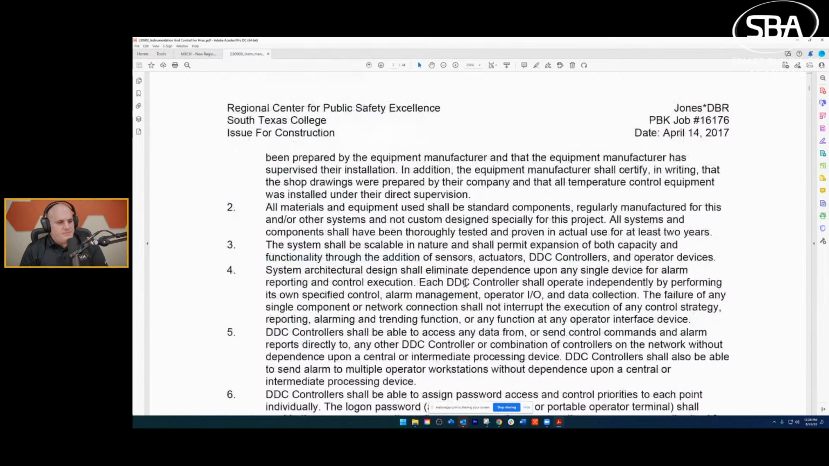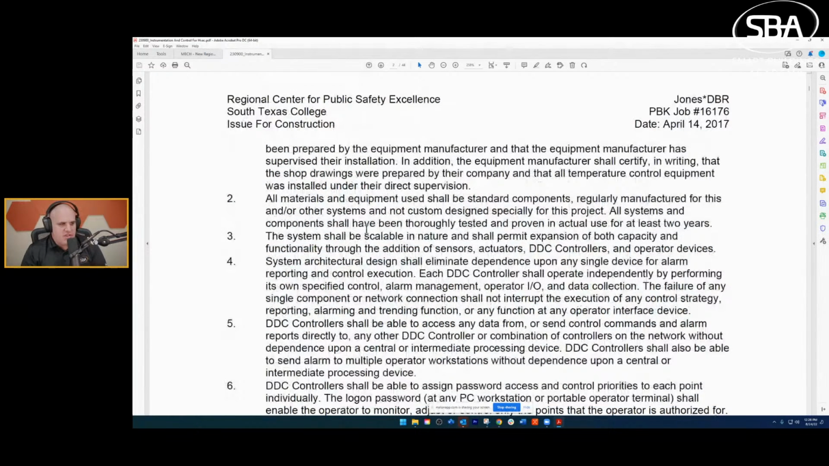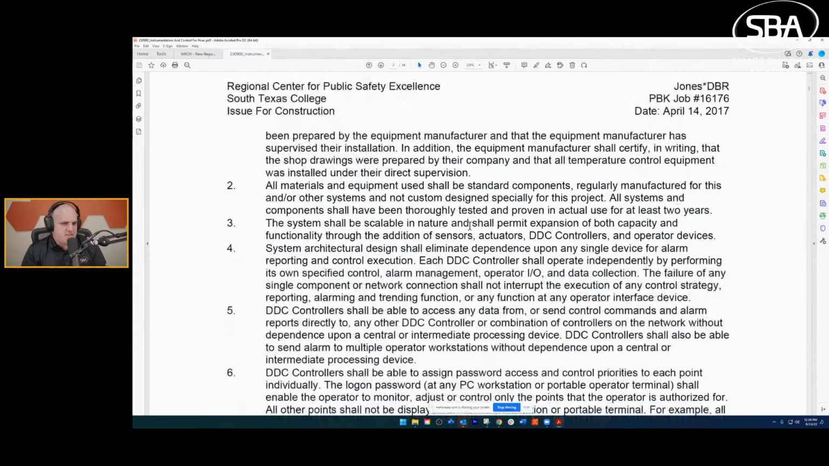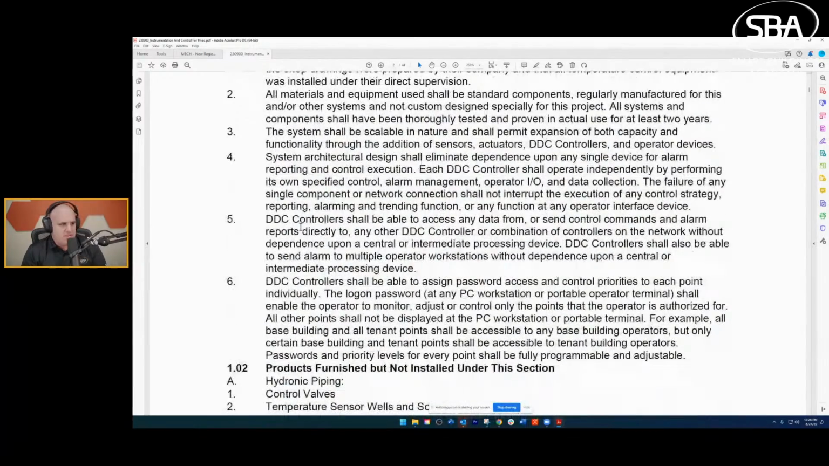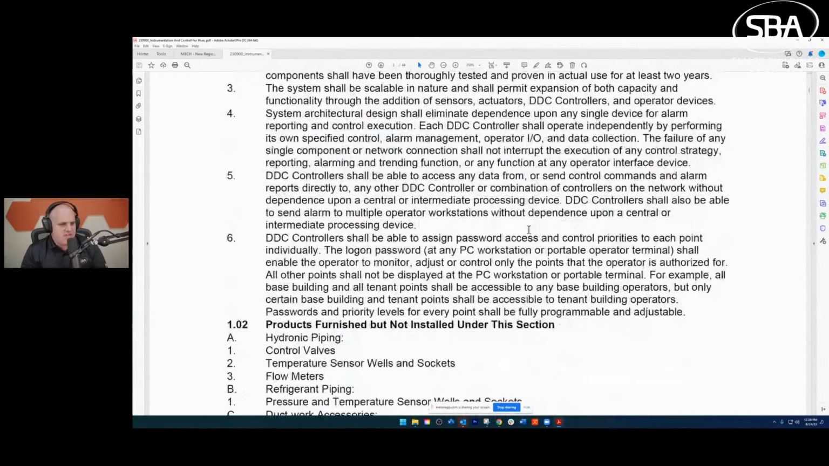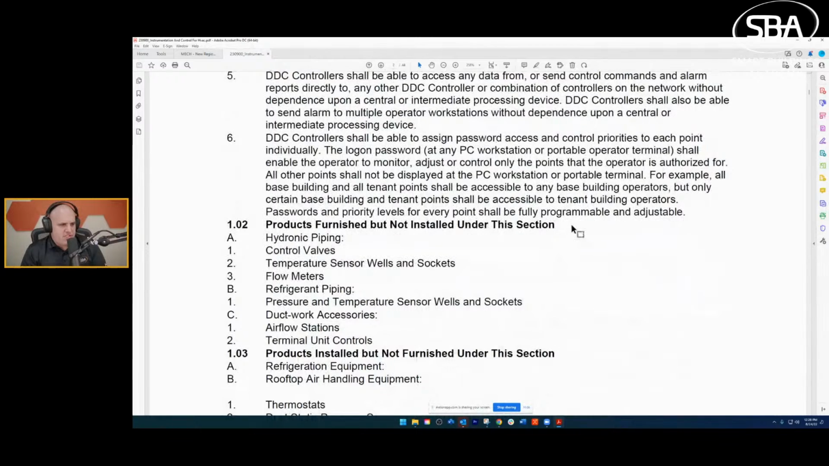Alrighty. General product description. So this is just going to go through some basic stuff. I'm not going to read all this to you. It's pretty straightforward, common sense stuff. Products furnished but not installed. Here's that wording that I talked about that we also see in mechanical drawings, right? Furnished but not installed, meaning that we are furnishing, but we're not necessarily installing.